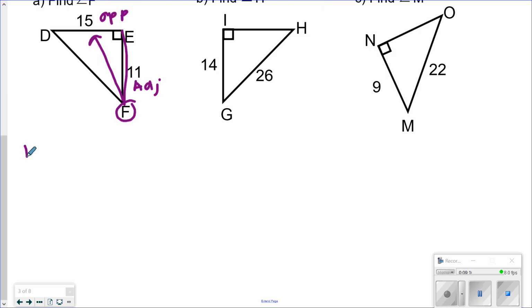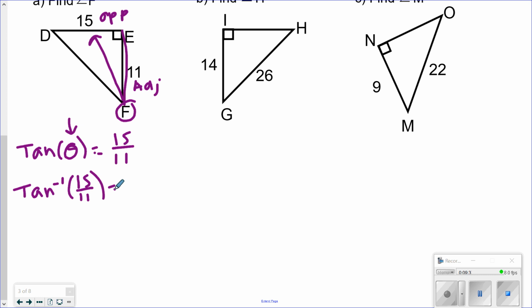So tangent of theta, that's what we're searching for. We don't know what that angle measure is, is equal to 15 over 11. Well, remember when we're trying to solve for angle measures, we use the inverse. So inverse tan of 15 over 11. Plug that right into your calculator and you get approximately 53.75 degrees.